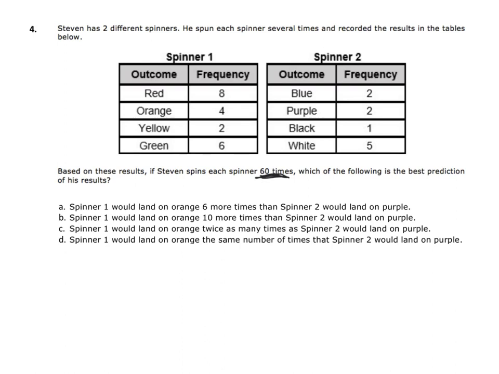For spinner 1, we can add these all together. 8 plus 4 is 12. 12 plus 2 is 14. 14 plus 6 is 20. Now for spinner 2. 2 plus 2 is 4. 4 plus 1 is 5. 5 plus 5 is 10. Now these are both the totals for those spinners.